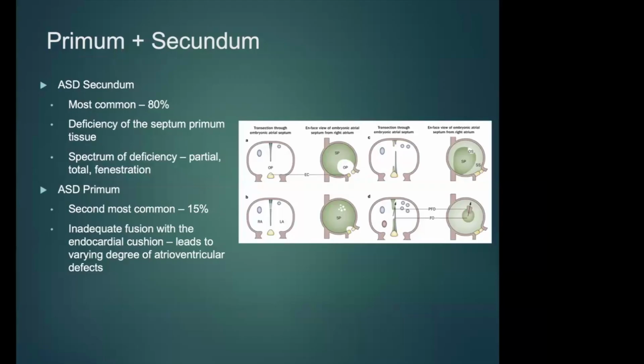ASD primums are the second most common. This is due to inadequate fusion of the septum with the endocardial cushion just above the AV valves. And so typically these lead to a variety of other pathologies. You get atrioventricular defects, so not only a defect in the interatrial septum, but also they can be associated with an inlet VSD just below the endocardial cushion. And because of its intimate association with the AV valves, typically you get congenital abnormalities with the mitral and tricuspid valve.